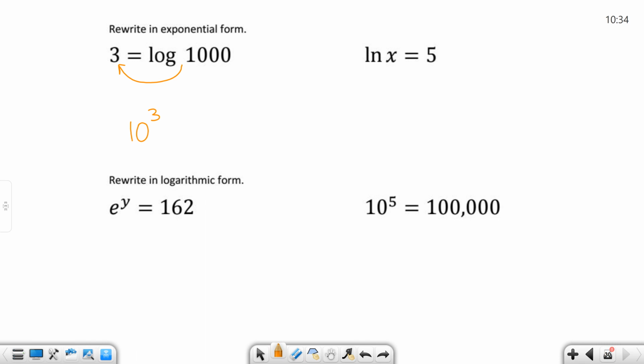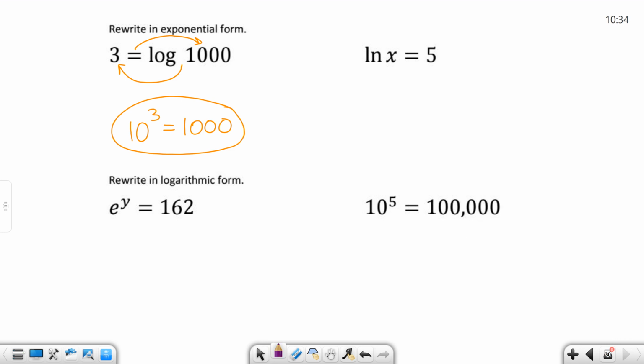In fact, when you write logs, you don't write log base 10. You just write log if the base is 10. If the base is any other number besides 10, you put a number there, the base. If it's e, then you don't write log, you write ln, and you don't write a base again. So here, 10 to the third, and then equals what's left. Equals what? 1,000. 10 to the third equals 1,000.